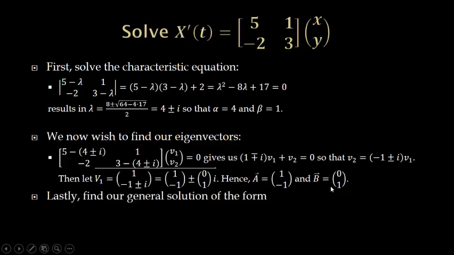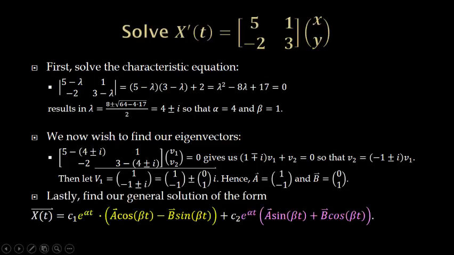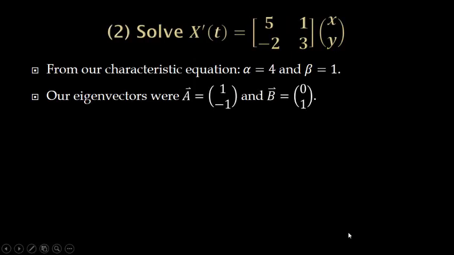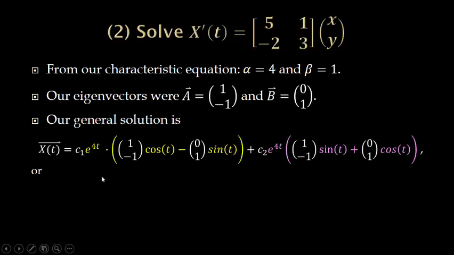We will now substitute this into our general solution form. So earlier I gave this to you. I said that this is the form of our general solutions for these. We're now going to plug alpha, beta, A, and B into that, so that we have C1 e to the alpha t, so 4t, A cosine minus B sine. You'll notice the real part has that negative. That came from the i squared portion earlier. C2 e to the alpha t, A sine of t plus 0, 1 cosine of t.